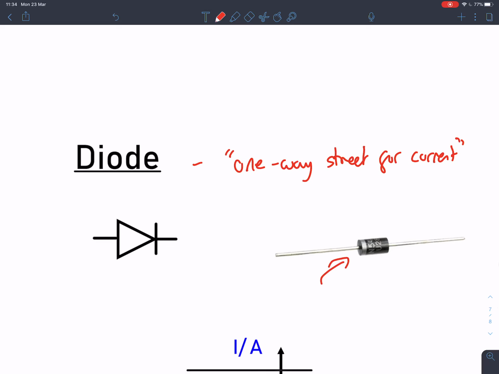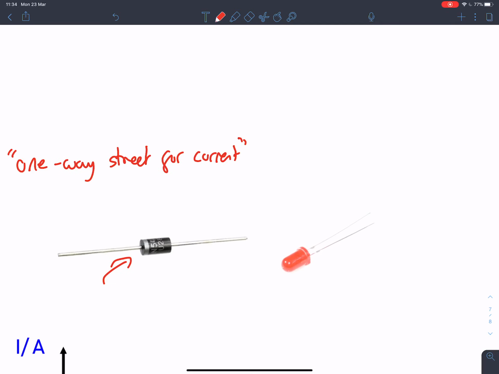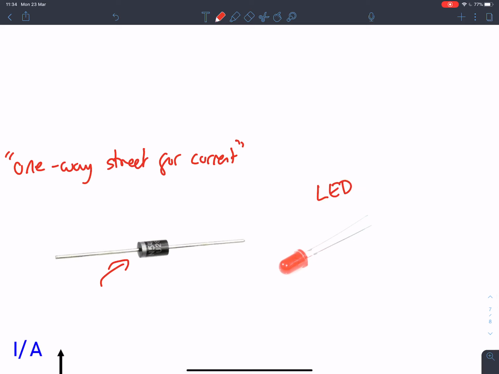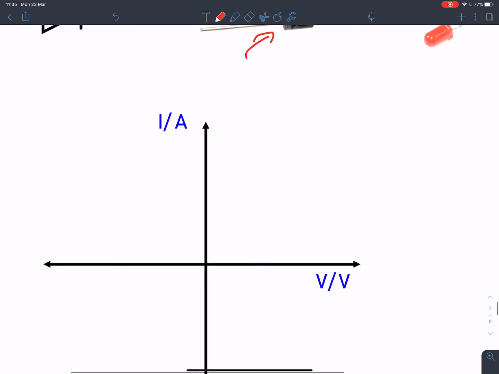Over here, this is what they actually look like. We can see the silver end here. Basically, this is so you connect it the right way around in a circuit. Over here, this is something called an LED. So it's exactly the same thing. Circuit symbol looks like this, but it gives out light, which we represent with those arrows. Both of these things will stop current flowing in one particular direction.